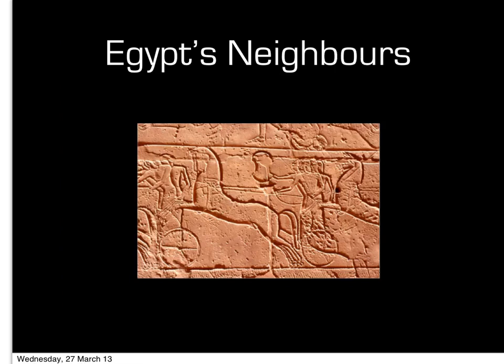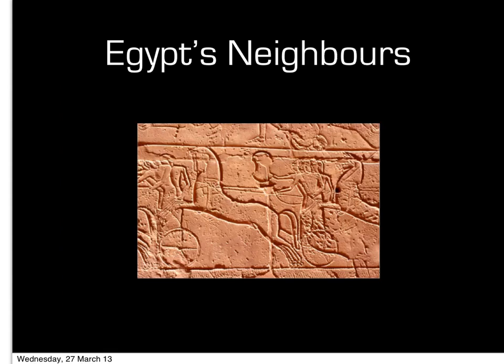So in terms of Egypt's neighbours, we do have a few groups. In terms of neighbours, there were trading expeditions, expeditions to go and get stock, cattle and those sorts of things, and also slaves, and there were also military campaigns at the time as well. So the deserts to the east and to the west and the sea to the north were really good natural barriers for the Egyptians.